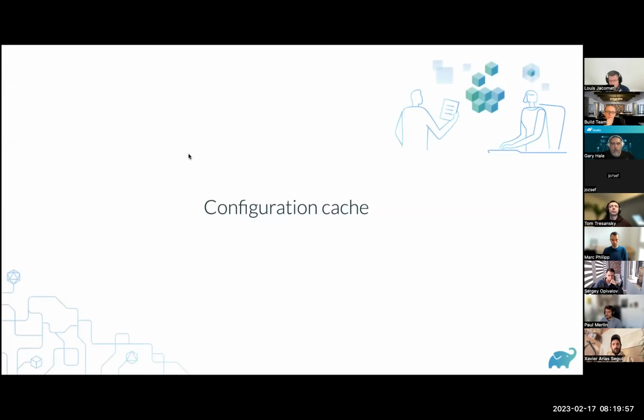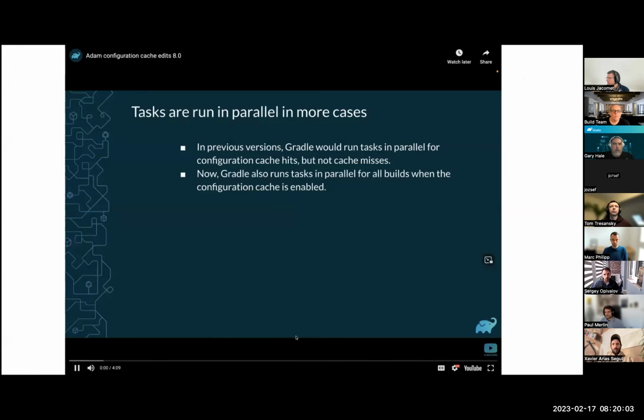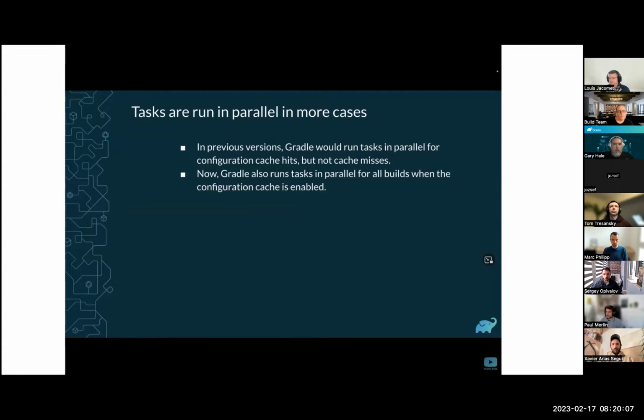So back to Adam again, but this time about the configuration cache. Gradle 8 includes some performance improvements for configuration caching. In previous versions of Gradle, tasks would run automatically in parallel when configuration caching was enabled, only if Gradle could reuse the configuration cache entry, so when there was a cache hit.